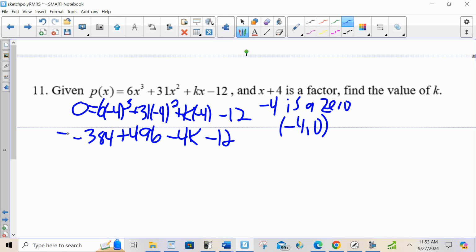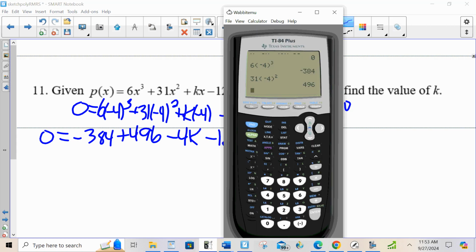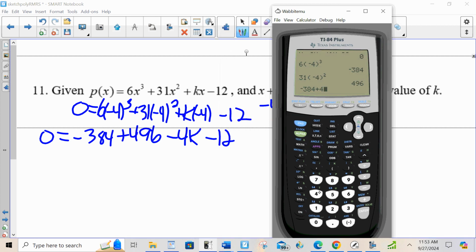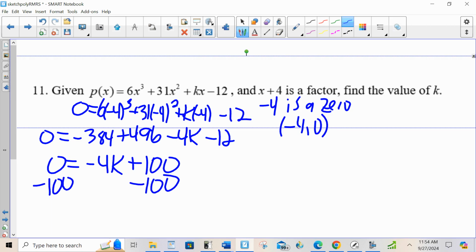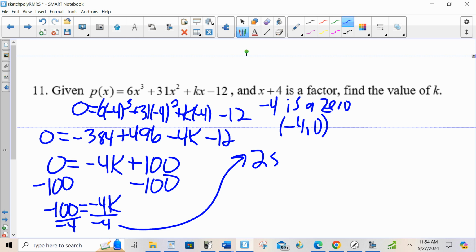Minus 12 equals 0. Combine like terms. I've got negative 384 plus 496 minus 12, which is 100. So I have 0 equals negative 4k plus 100. Negative 100 equals negative 4k. Divide by negative 4, divide by negative 4. 25 equals k. And that's it.